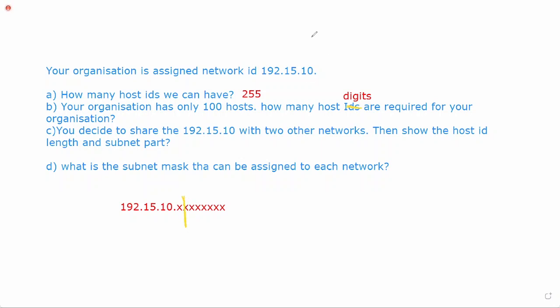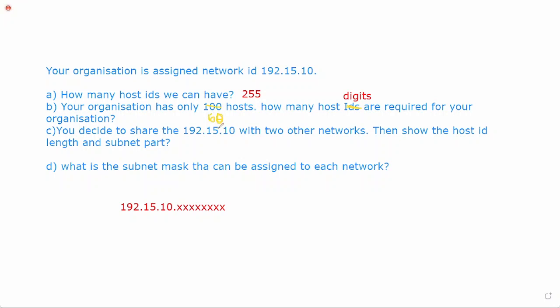Right, I have made a small mistake. Sorry, my mistake, students. Can we make a small change in the question? Please make the change here because I made a mistake. We'll make this not 100, we'll make it 64. Let's say 60 hosts. You have only 60 computers in your network.